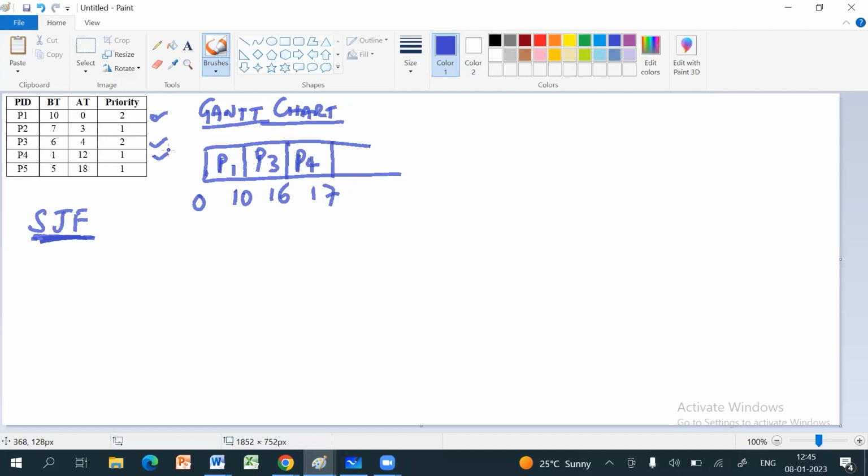So P4 has completed. But the system will not currently be idle because there is already one more process in the wait queue, P2. And that's the only process right now. So there's nothing to compare. So P2 will be given a chance to schedule.